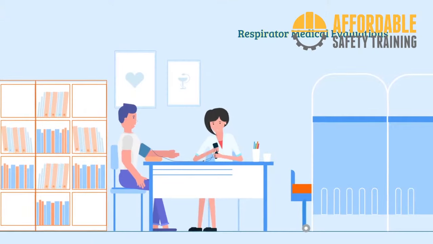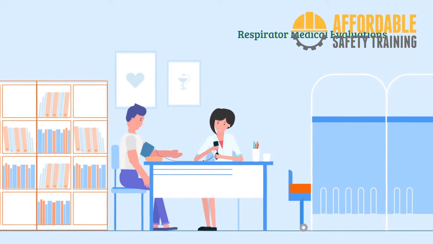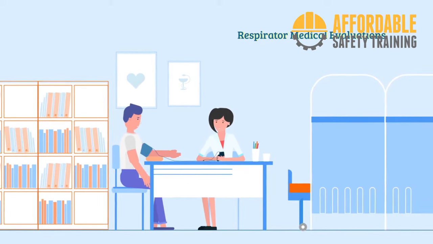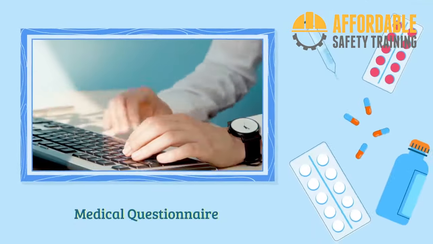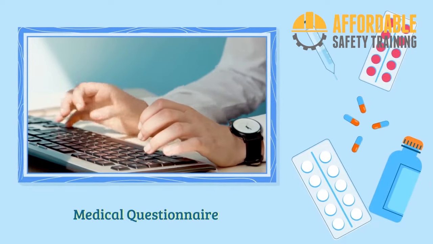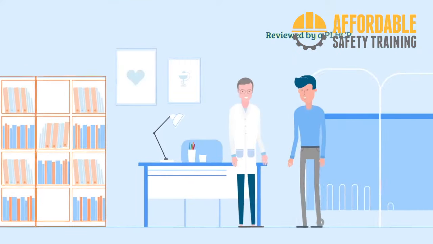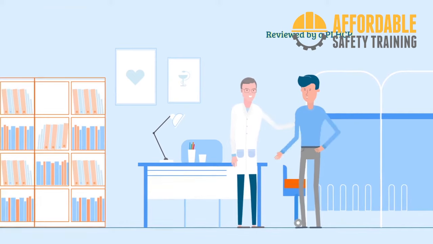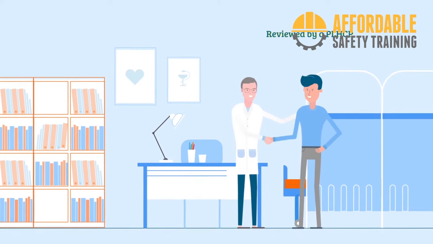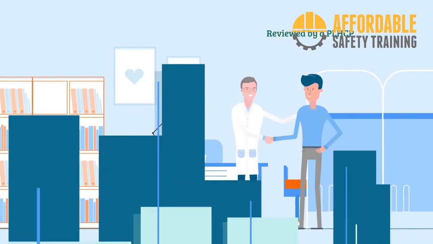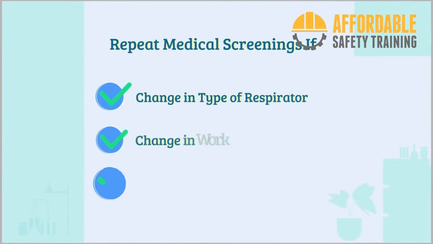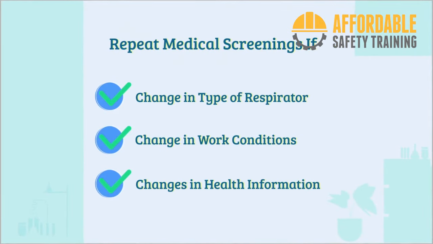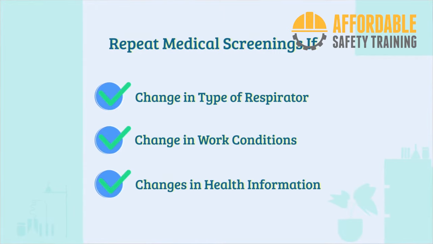Employees must be evaluated by a medical professional to determine if they are able to wear a respirator. OSHA requires employees to complete a medical questionnaire. It will be reviewed by a qualified healthcare professional. Employees may not use respirators until they pass a medical screening. This medical evaluation needs to be repeated if the type of respirator, work conditions, or health information listed on the medical screening change.